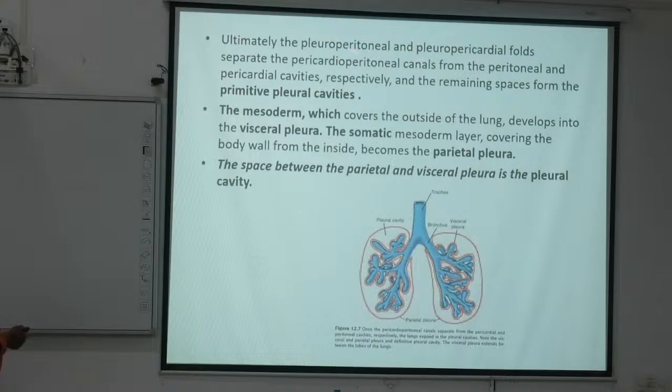Ultimately, the pleuroperitoneal and pleuropericardial folds separate the pericardio-peritoneal canals from the peritoneal and pericardial cavities respectively, and the remaining spaces form the primitive pleural cavities. The mesoderm, which covers the outside of the lung, develops into the visceral pleura. The somatic mesoderm layer covering the body wall from inside becomes the parietal pleura. The space between the parietal and the visceral pleura is the pleural cavity.